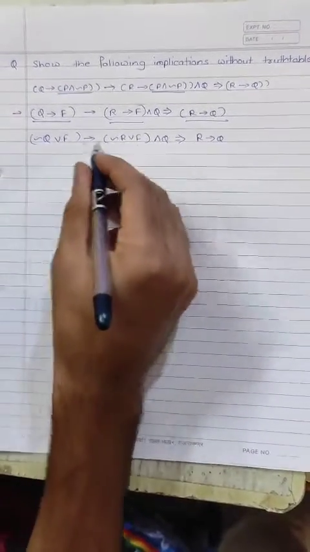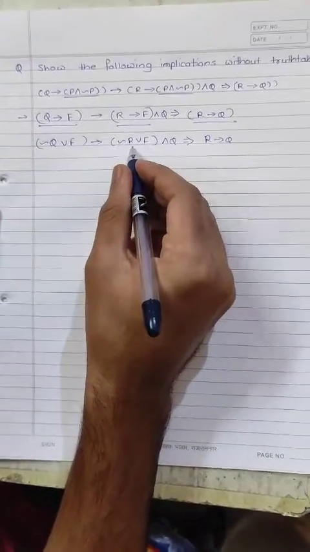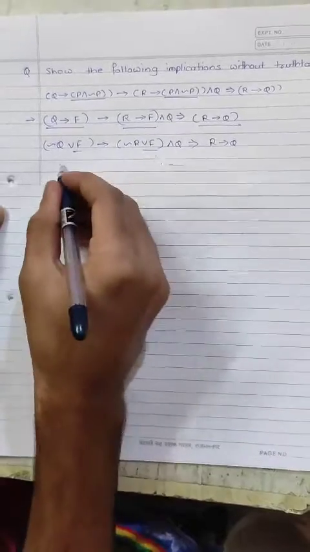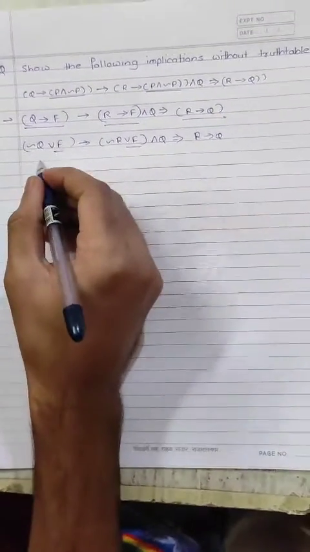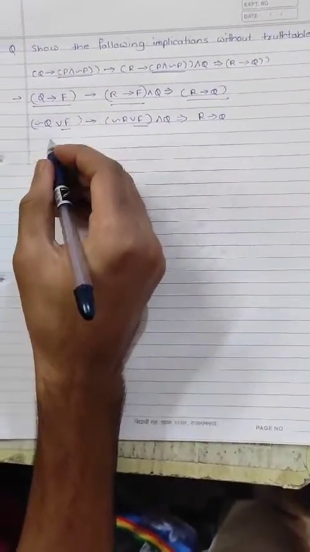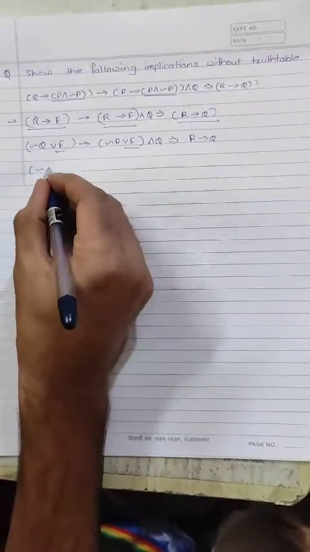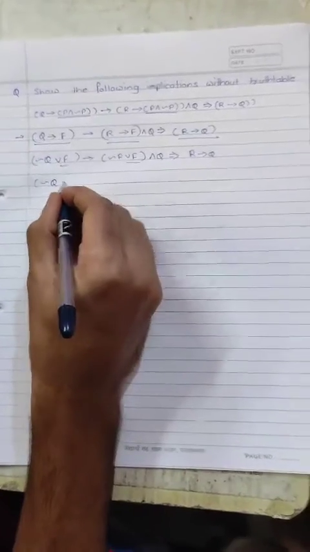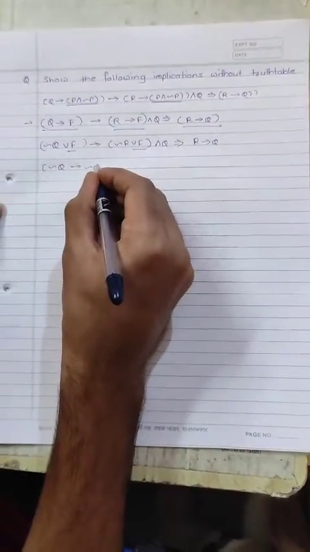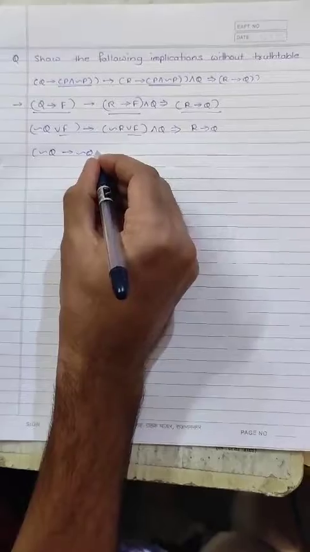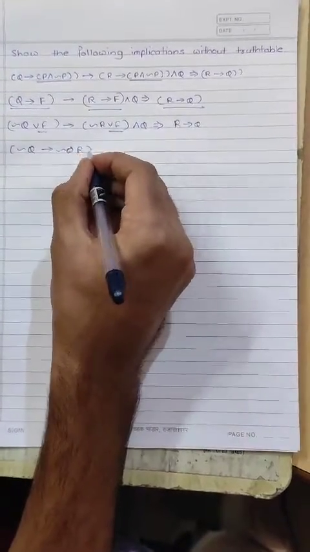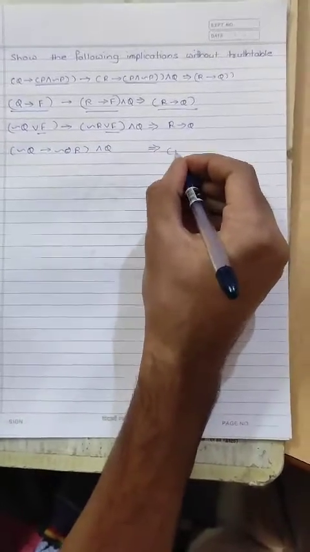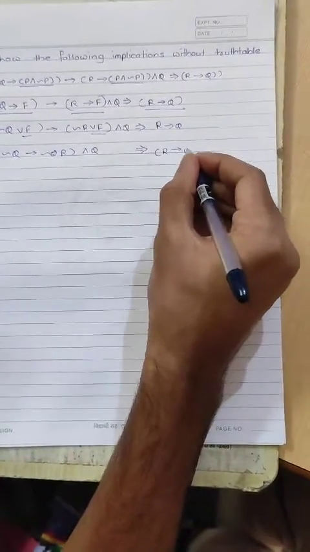Now again we can use the identity law here. This F and this F are both in OR, so we can remove them by the identity law. So the simplified term will be ... and Q tautologically implies R implies Q.